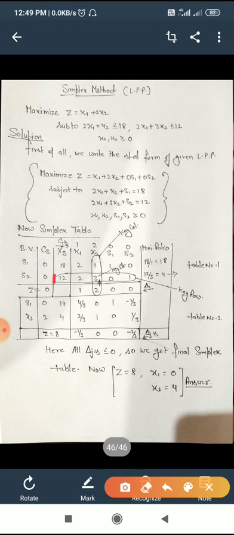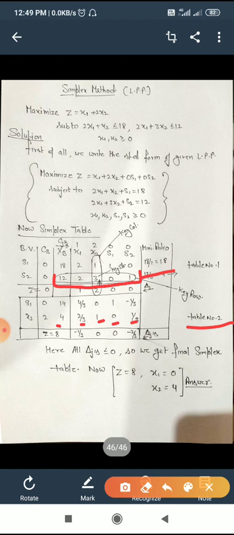We divide the whole row by 3. Then 12 by 3 is 4, 2 by 3 is 2 by 3, 3 by 3 is 1, 0 upon 3 is 0, and 1 upon 3 is 1 upon 3. So we have to make the key element 1 by dividing the complete row by 3. This is the key row.